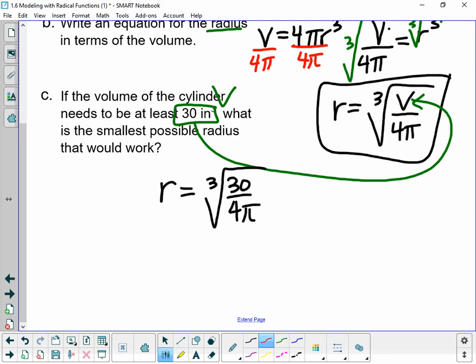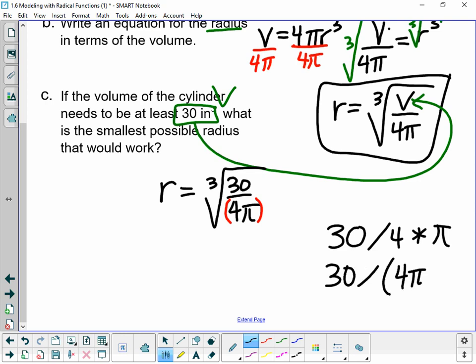Now, if you're immediately typing this into your calculator to find the radius, you need to be a little careful here and group the 4 pi. Otherwise, your calculator might think you mean this, 30 divided by 4. And if you just put the pi, it's going to think that you want to multiply by pi. So you have to be careful to tell it that you want to divide by that entire quantity 4 pi. So be careful in your calculator to make sure that it's doing what you want it to do and not something different. So this one you don't want to do. You want to make sure that you group it like this one.